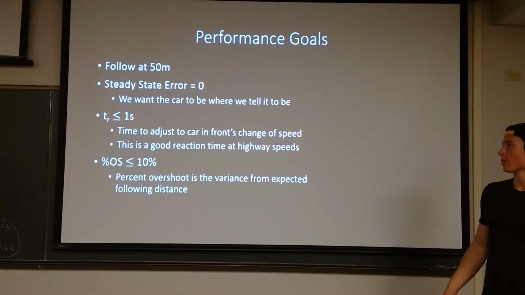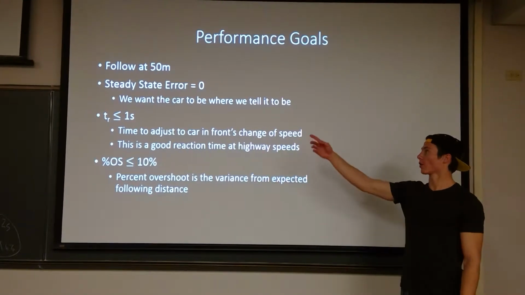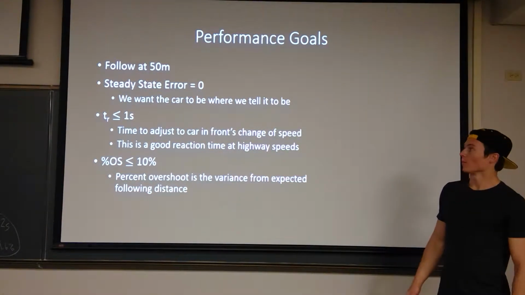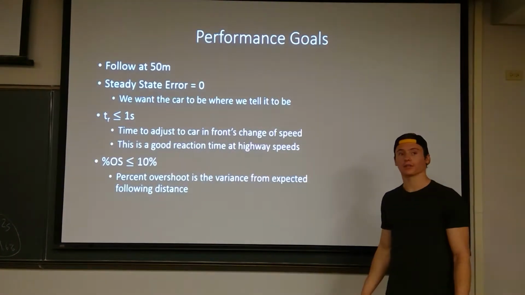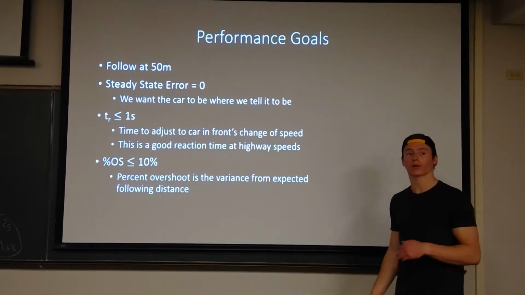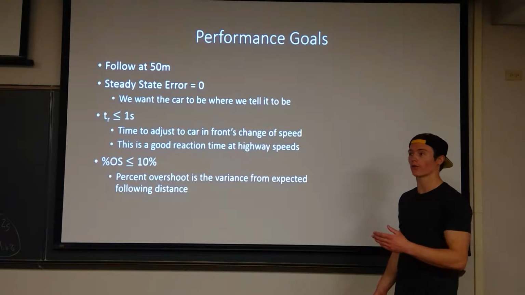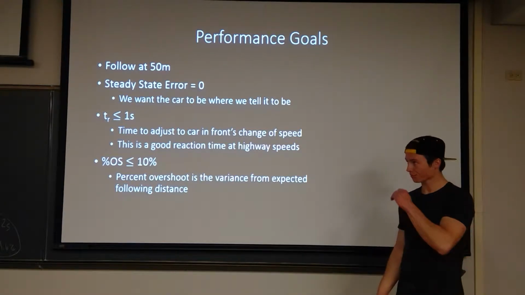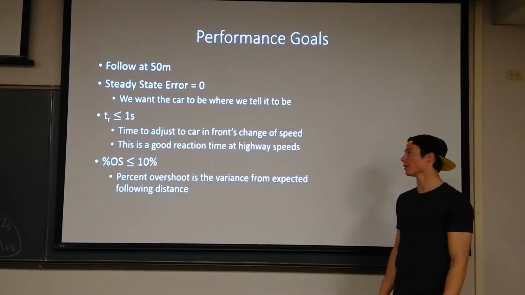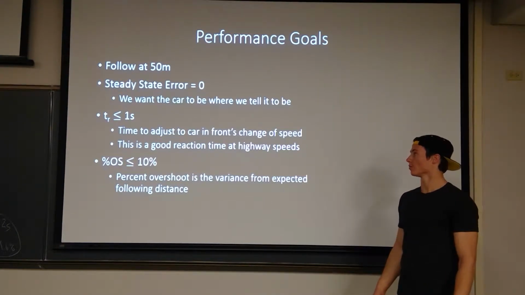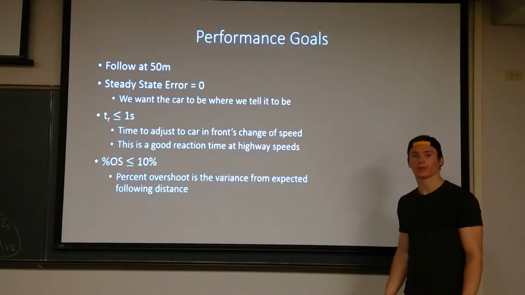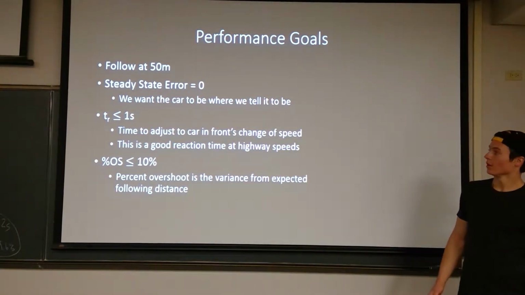Here we have our performance goals. Our input is that we want our car to follow the car in front of it at about 50 meters. We wanted our steady state error to be 0, which means after an infinite amount of time, we want our car to be following the car in front of it at exactly 50 meters. We wanted a rise time of less than or equal to 1 second, which we decided was a good value and used University of Iowa as a source.